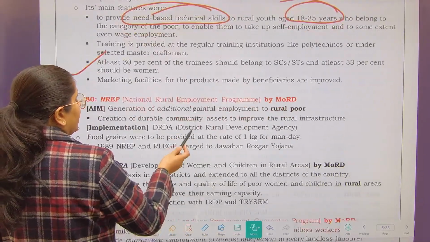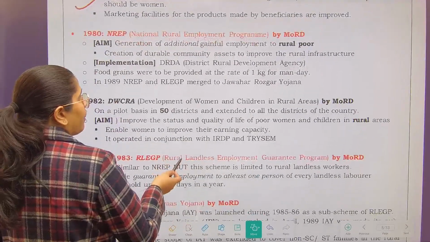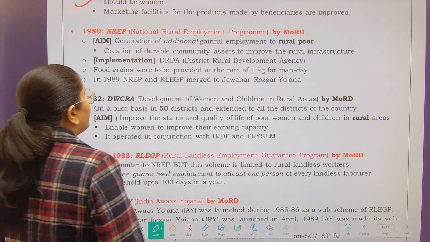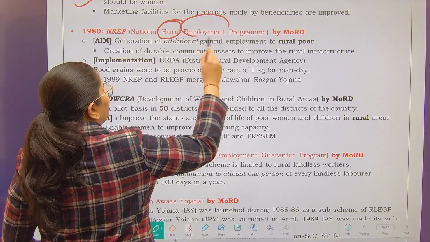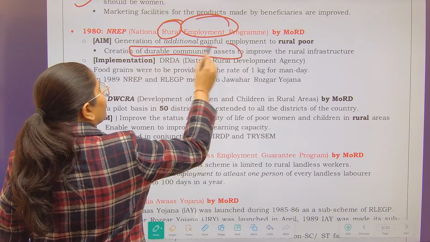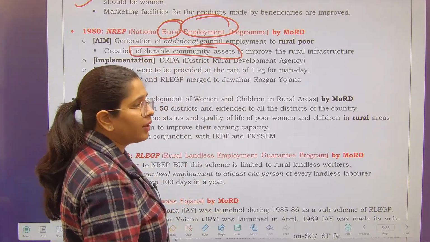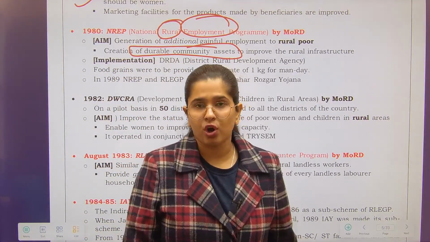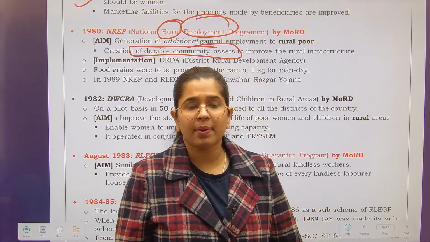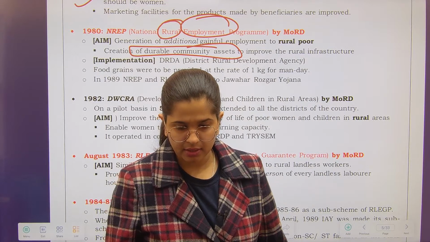Next is NREP, National Rural Employment Program by MoRD. What we are trying to do over here is rural employment. How will we create rural employment? In order to create rural employment, you have to provide a job, right? And you cannot create administrative level jobs which are beyond your capacity.